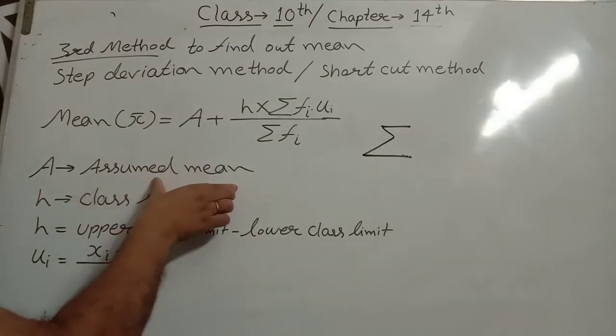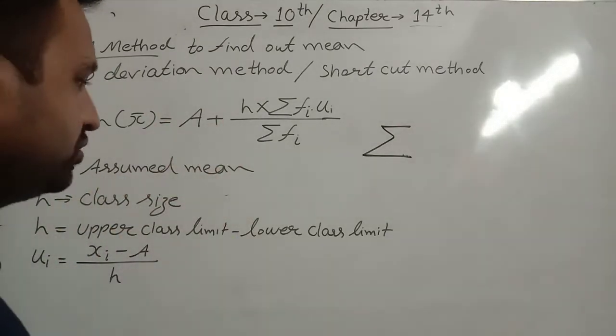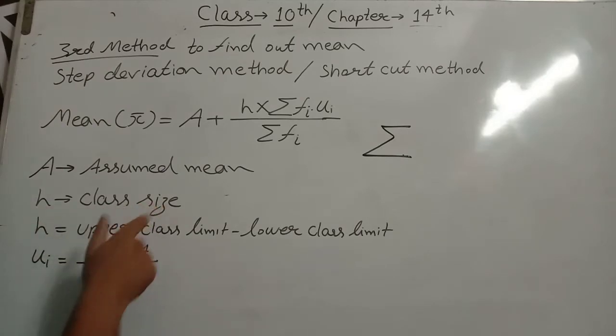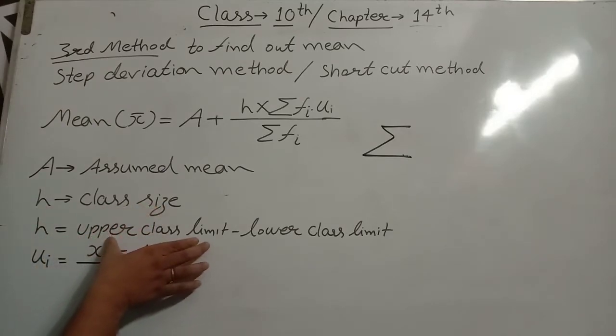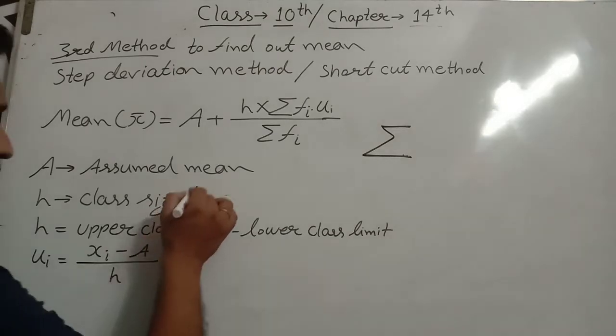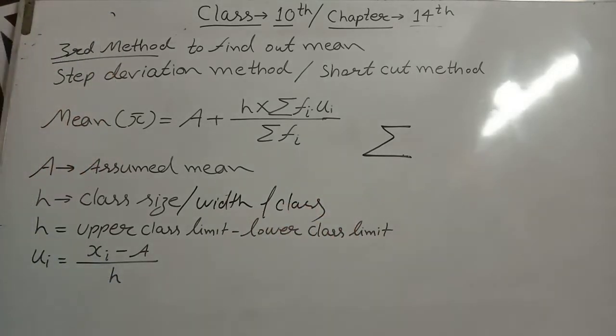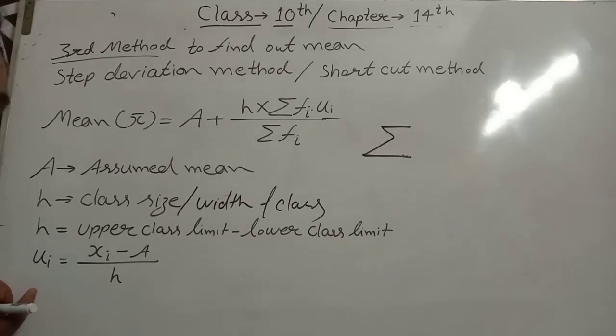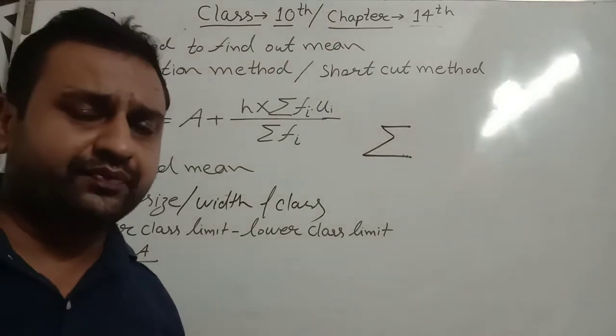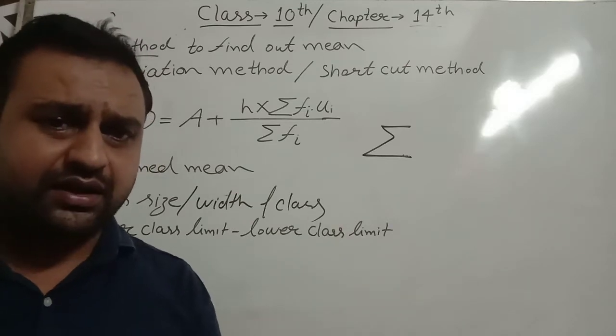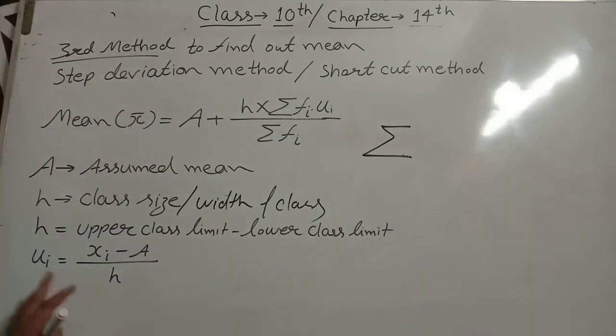Capital A is the assumed mean, similarly to the assumed mean method. Small h represents class size. Class size means upper class limit minus lower class limit. We can also say that it is the width of the class. And ui is xi minus a upon h. Because the value of ui in the question is always unique, we can say that ui is a unique value, but it is not an official name. हम रिवाइज करने के अकॉर्डिंग ui को यूनिक वैल्यू कॉल कर सकते हैं, बट ये कोई ऑफिशियल नेम नहीं है. Its formula is xi minus a upon h.